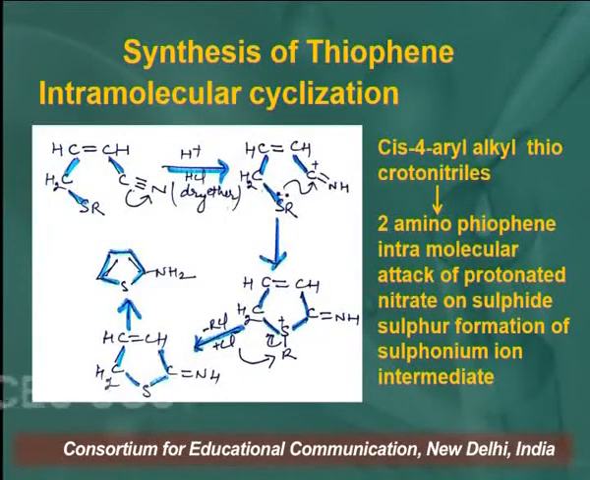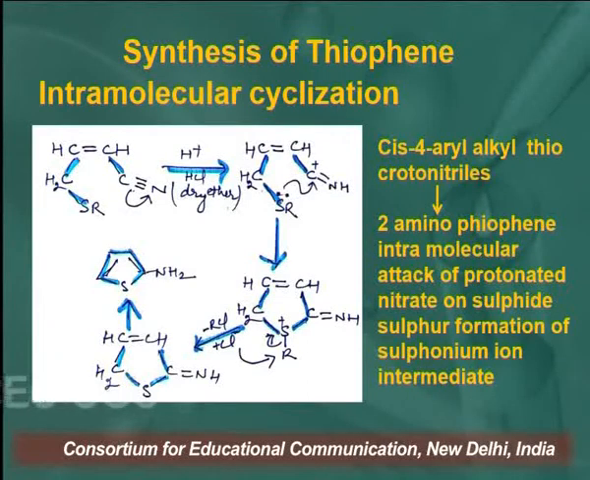Learners, now the synthesis of thiophenes. How can we synthesize thiophene? One important method is intramolecular cyclization. So here in this method, on your screen you can see the reaction. Cis-4 aryl alkyne thiocrotonitriles. So this is the thiocrotonitriles.